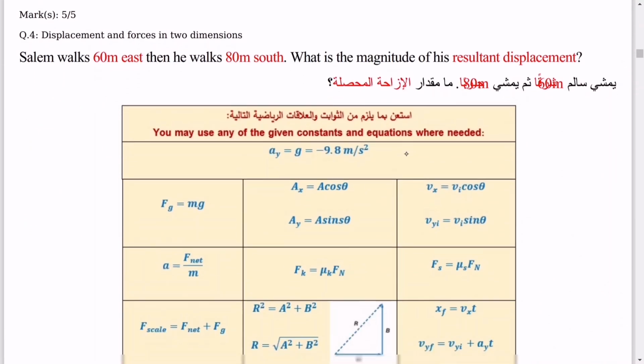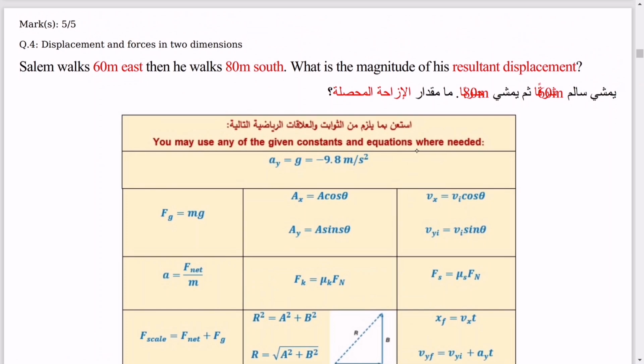Question number 4. Displacement and forces in 2 dimensions. Salim walks 60 meter east and 80 meters south. So I will draw the diagram here. This is our north side, this is south, this is west, and this is east. To remember, what I do is I just remember like this V.